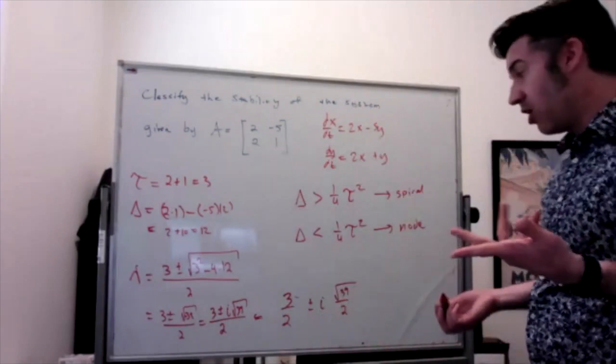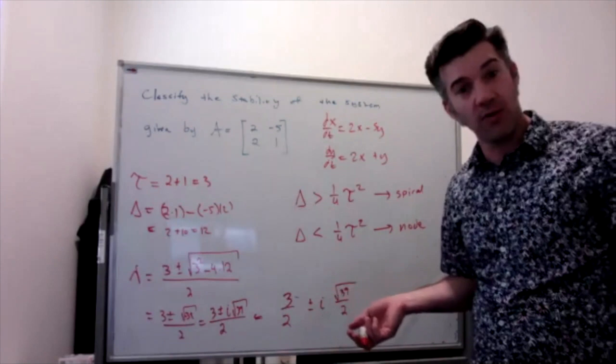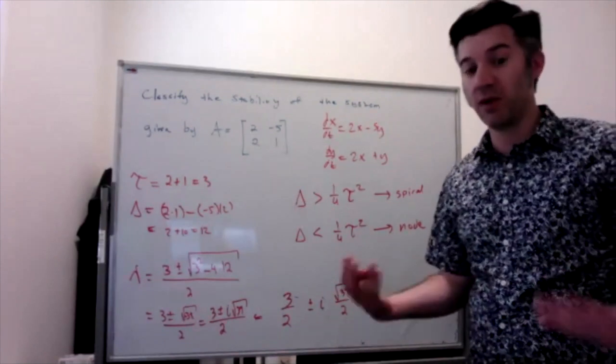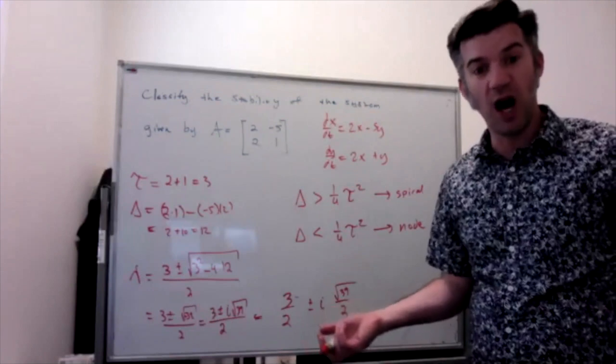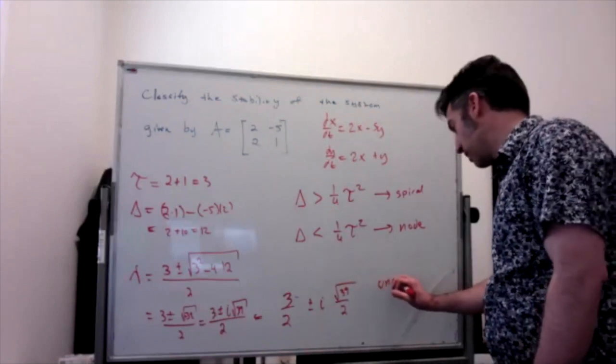Definitely a spiral. Okay, the real part's positive. Is it unstable or stable? Well, we know when the eigenvalues are positive, or when the real part's positive, it's going to be unstable, right? So we have an unstable spiral.